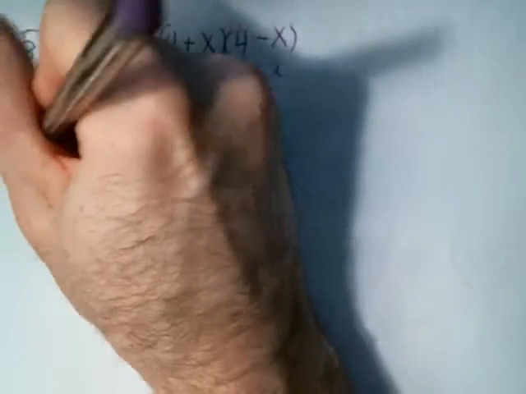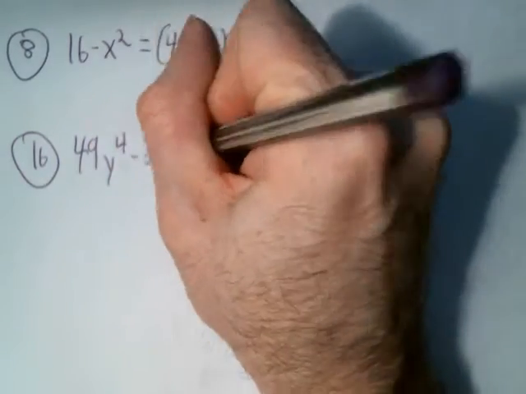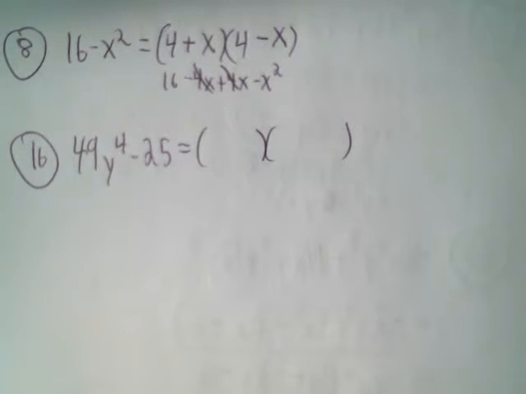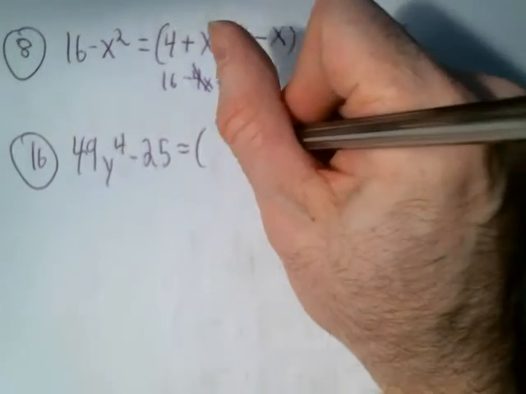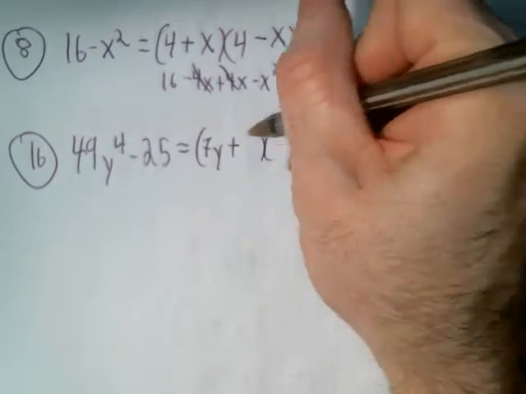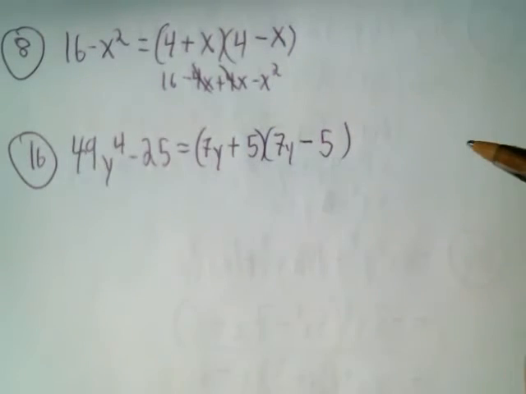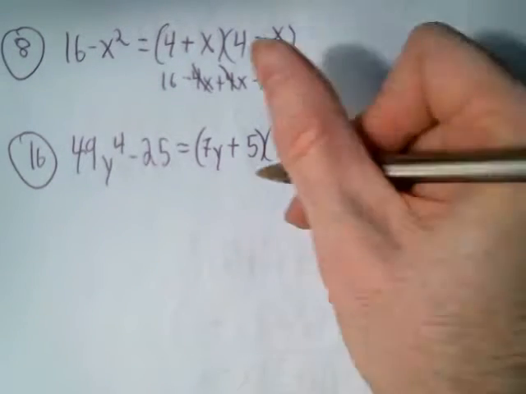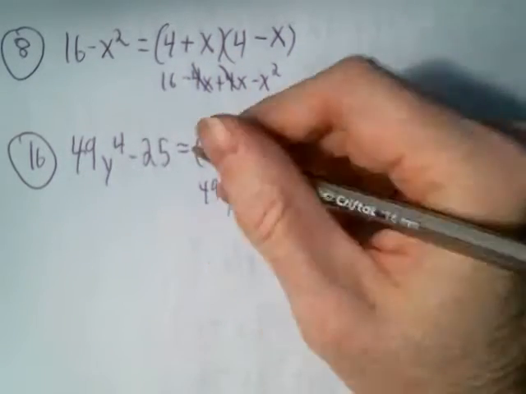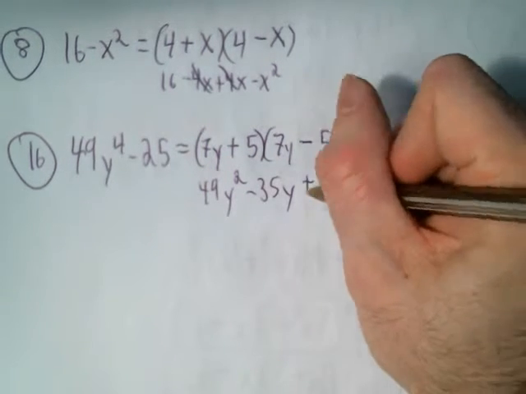Let's look at one with multiple variables. So 49y to the 4th minus 25. Okay, so you see they're both perfect squares. 7y and 7y. And the other one will be 5 and 5. FOIL it back out, make sure it works. Whoops, I guess I said it was going to have multiple variables. I lied. The next one will. Sorry about that.